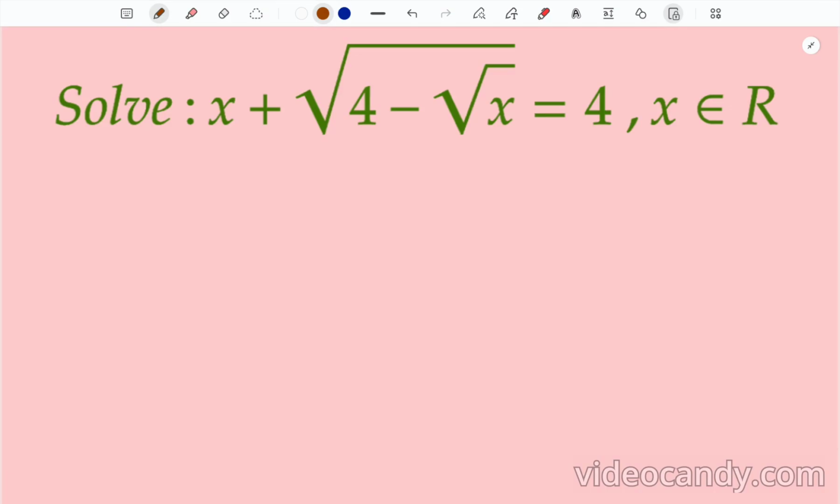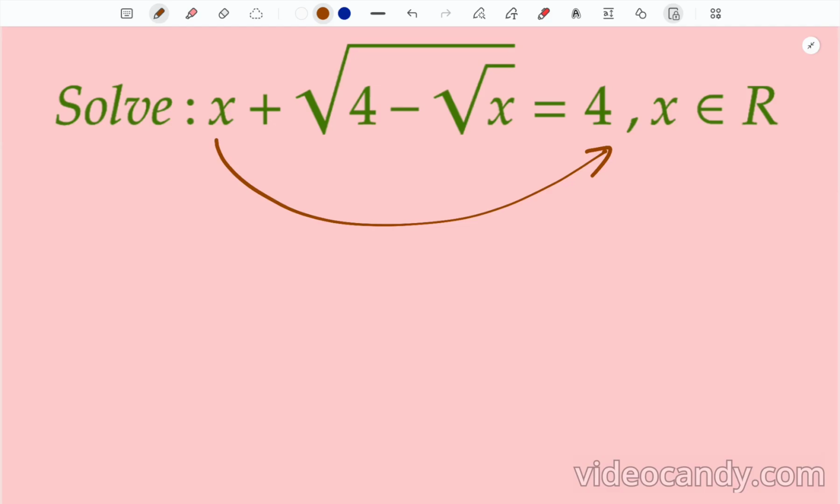The equation is on the screen. You can observe that the equation is x plus root of 4 minus root x equals 4. Generally, we do this by transposing x outside and squaring on both sides. Then again squaring on both sides. We'll get the value of x.